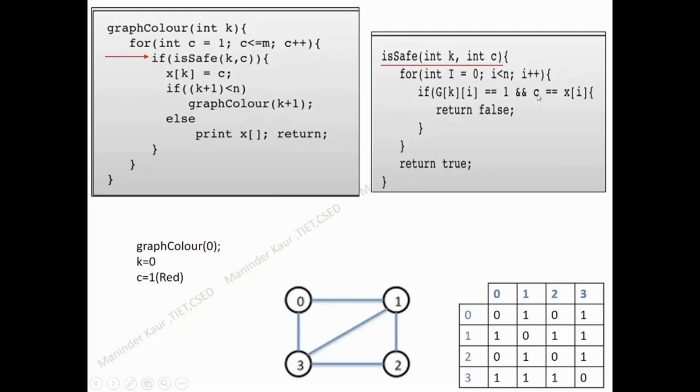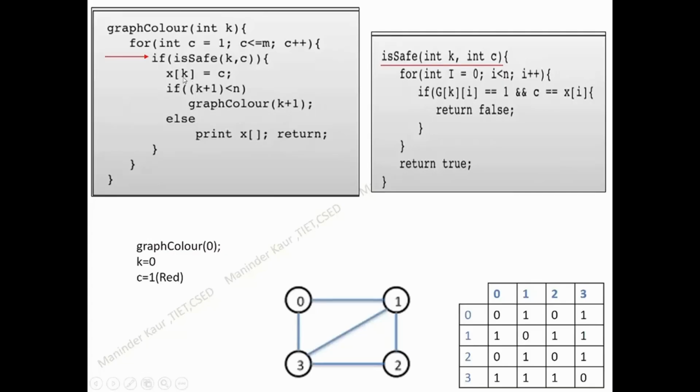If the adjacent vertices have the same color as the color which we require to paint for the given k index vertex, then it will return false, because no two adjacent vertices can have the same color. Otherwise, the function will return true. Because this is the very first vertex to be painted, no adjacent vertex has the same color, as no other vertex has been painted yet. So isSafe will return true in this case.